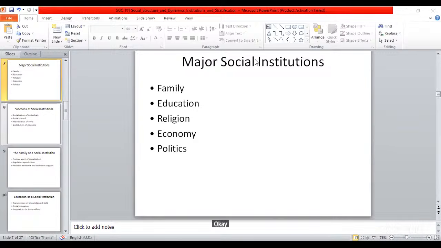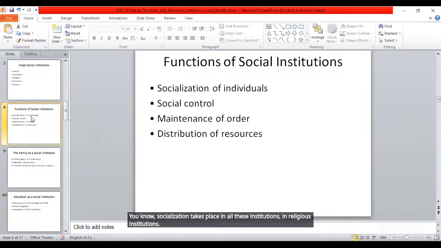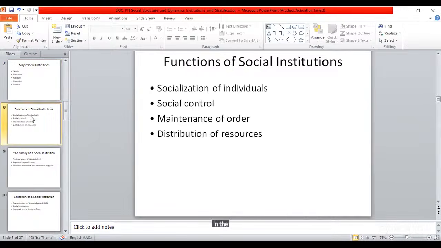Okay, we also have economic institutions. So let's start with the functions of these social institutions. The first one is socialization of individuals. You know, socialization takes place in all these institutions, in religious institutions, in the family, in political institutions.